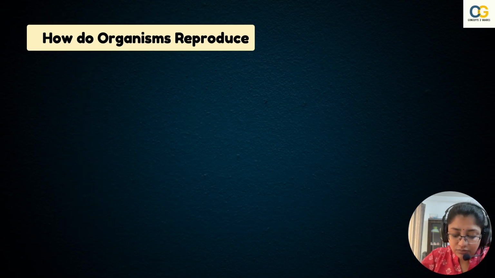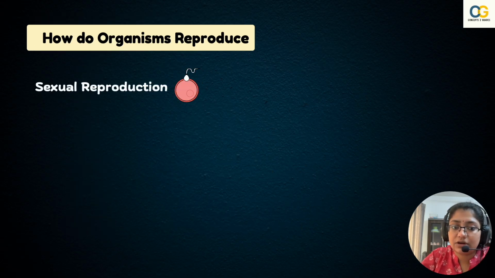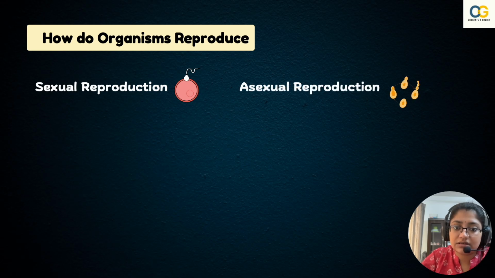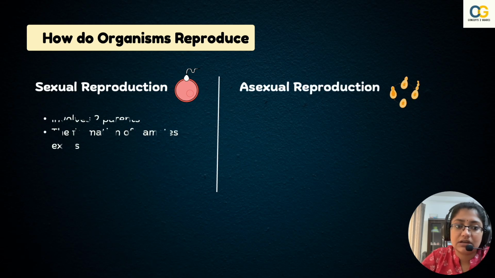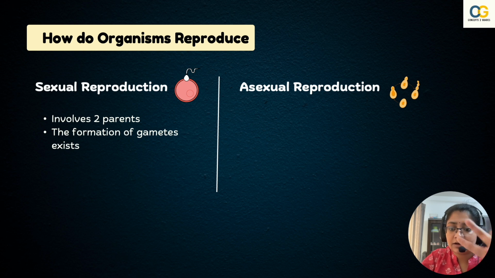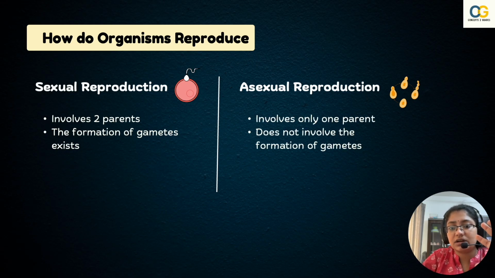Now coming to the different types of reproduction that we have. One is sexual reproduction, one is asexual reproduction. In sexual reproduction, there are two parents involved and there is a formation of gametes. We will learn what they are slowly when we go to sexual reproduction. In asexual reproduction, there is only one parent. With one parent, you make more children and it does not involve any gamete formation.